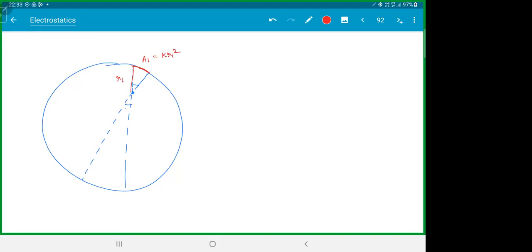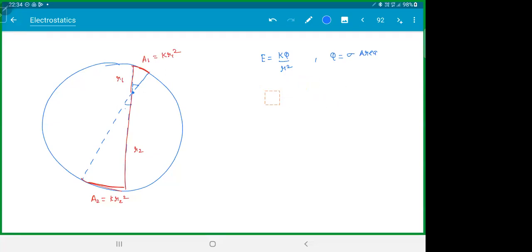K is some constant, whatever it is. Similarly, if you look at this distance, this is R2. This area will be A2, which is K into R2 square. Now, if you look at the field formula, field is equal to KQ by R square. And we know Q is equal to sigma into area. So this will become E is equal to K sigma, area will be K into R square, by R square. Can you see what happened? R square got cancelled.